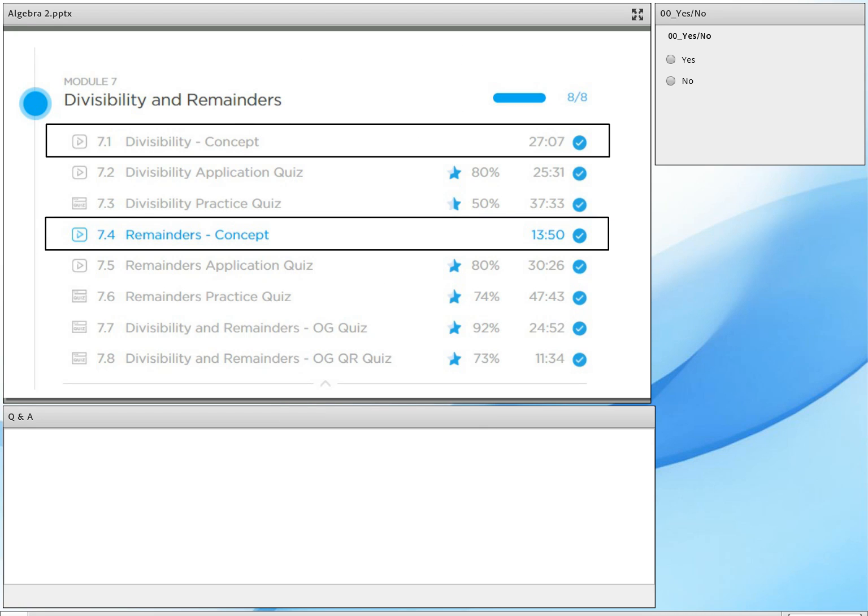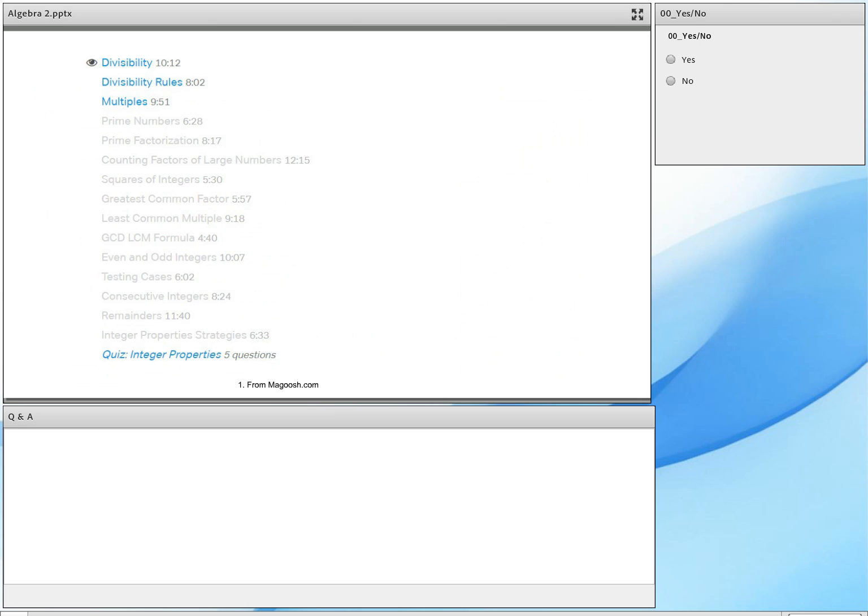This is what a dashboard looks like for a typical quant course. In this case, we've taken number properties as an example. And let's take a look at divisibility and remainders concept. Now compare this to the dashboard that looks like for one of the other popular courses, Magoosh.